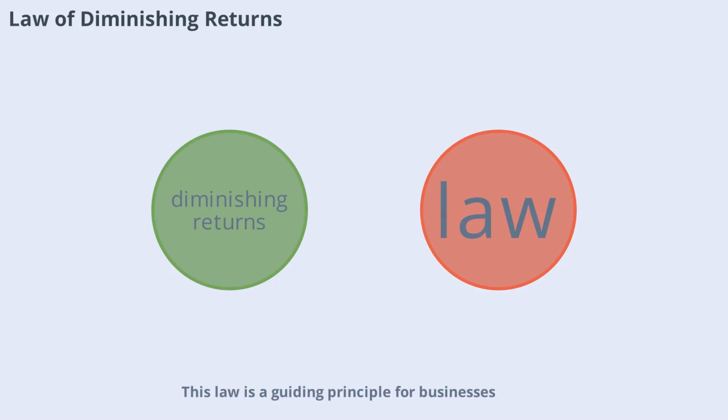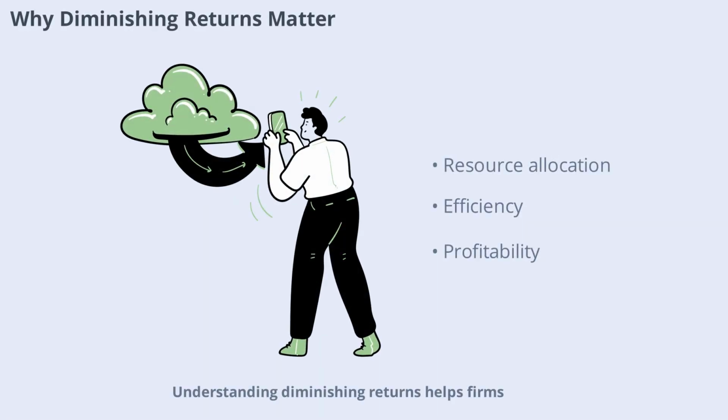This law is a guiding principle for businesses, helping them avoid overheating or overusing resources. Understanding diminishing returns helps firms make smarter decisions about resource allocation. By recognizing when adding more workers or materials becomes less effective, businesses can avoid wasting money and maintain efficiency. This knowledge is crucial for staying profitable and competitive.